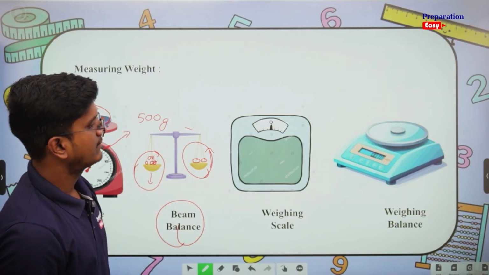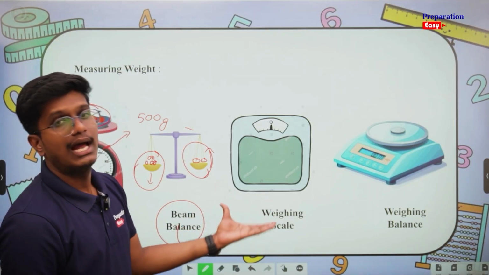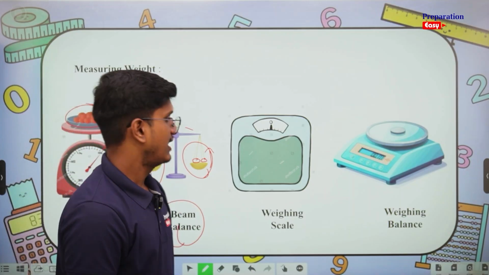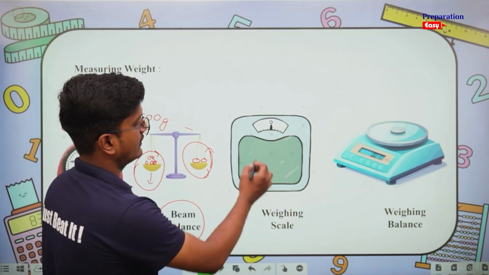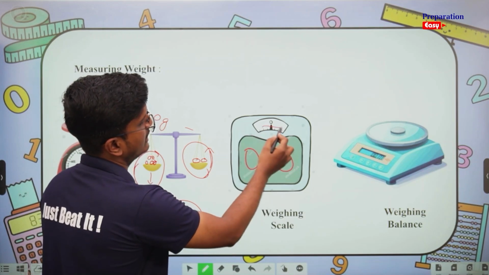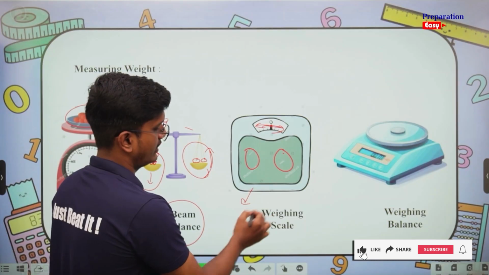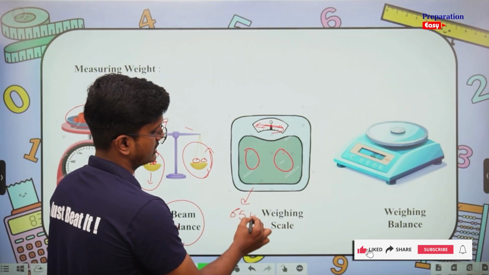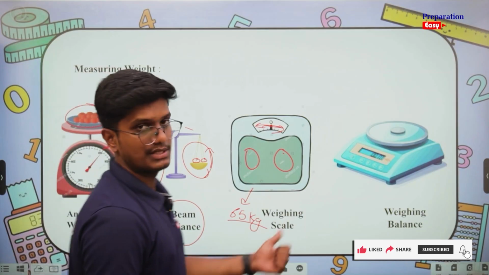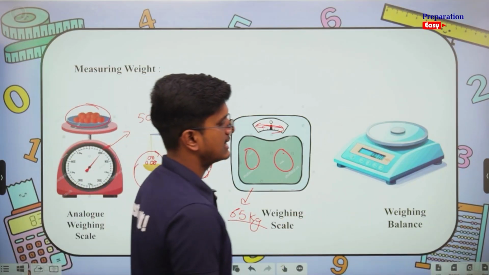Next is the weighing scale. Usually whenever we go to the doctor's clinic, the doctor tells us to stand over there, and we can see our weight here. We have to stand at this point and our weight gets reflected over here. If I stand on this, I could weigh around 65 kgs. So this is the weighing scale. Go and check yours as well. Now, another one, the weighing balance.